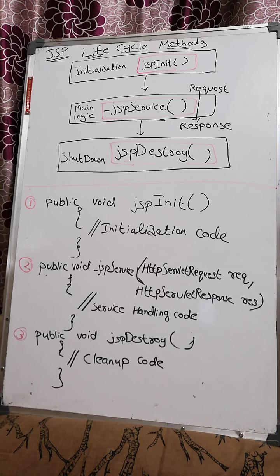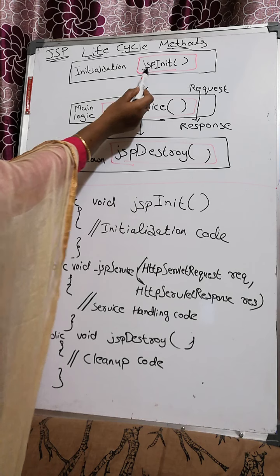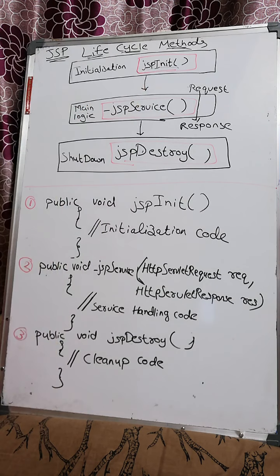The first lifecycle method is JSP init method. In this diagram you can see that at runtime first the JSP init method is going to be invoked. And what is the purpose of this JSP init method? Any initialization. Suppose you want to establish any database connection, or open any file, or give some username, password, like that, you can perform any initialization task, and put it in this JSP init method.